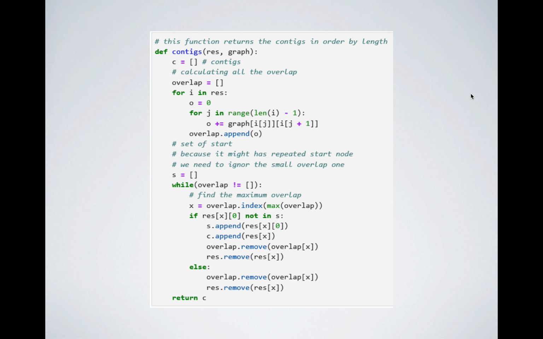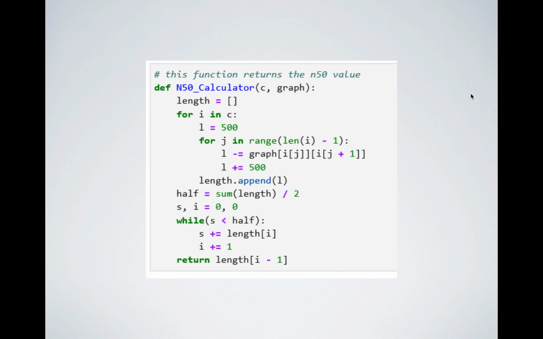The next one is the function which returns the vertices in the order of the length. With all the calculation of the overlap, it's just a function to sort the values we got. And the final function is what I mentioned earlier, to return the N50 value from this calculator.